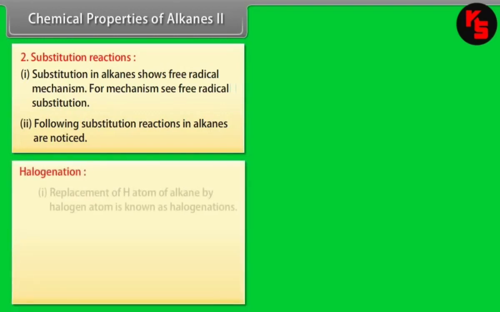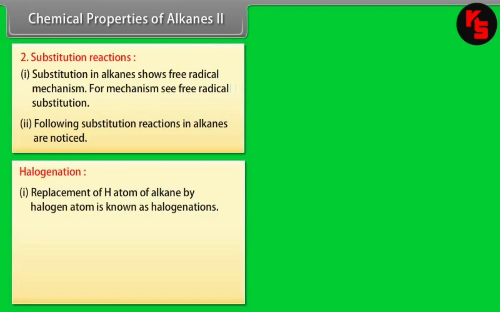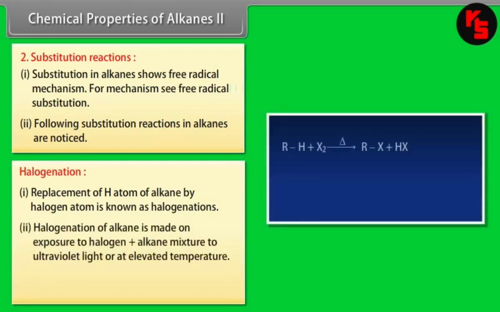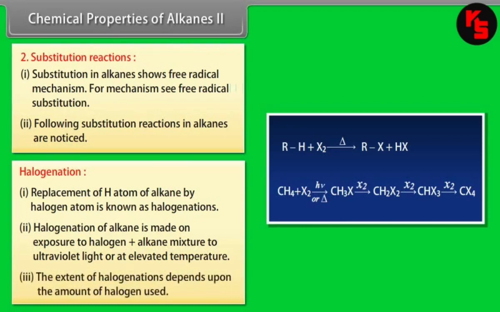Halogenation. Number 1: Replacement of a hydrogen atom of an alkane by a halogen atom is known as halogenation. Number 2: Halogenation of alkanes is carried out by exposing the halogen plus alkane mixture to ultraviolet light or elevated temperature. Number 3: The extent of halogenation depends upon the amount of halogen used.